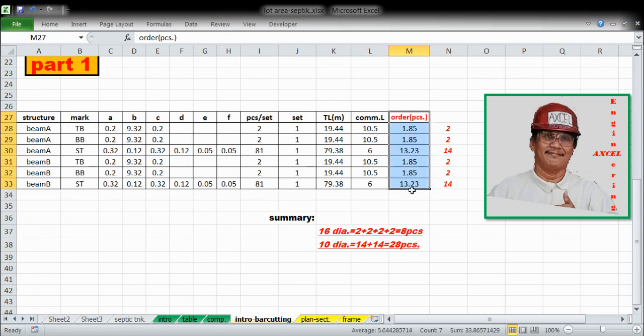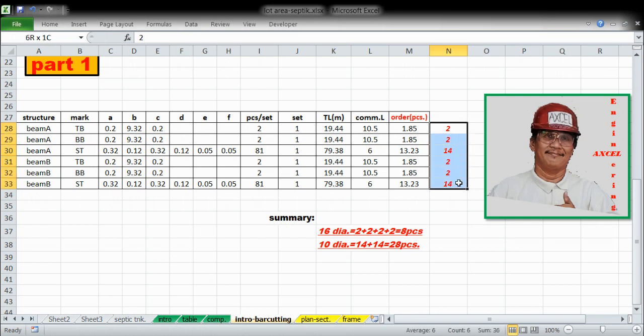Ilan ang i-order mong pieces? So, para makuha mo ito, kung ilang pieces is total length divided by 10.5. That would give us 1.85 or 2. Repeat, total length divided by commercial length is equals to number of pieces to be ordered. Okay? 19.4 divided by 10.5 is 1.85, rounded off to 2. 79.38 divided by 6. Gagamitin natin commercial length para sa stirrup, 6. So, 13.23, round up mo, 14 pieces.